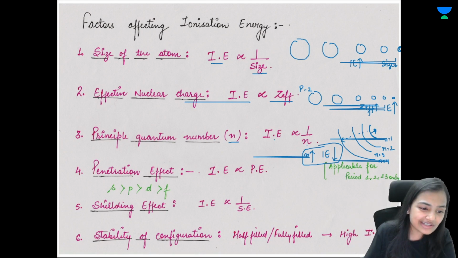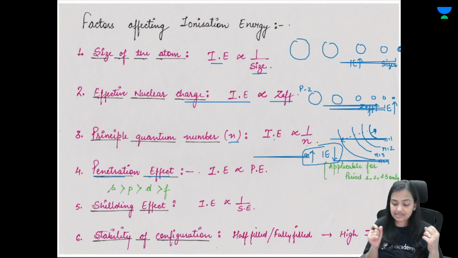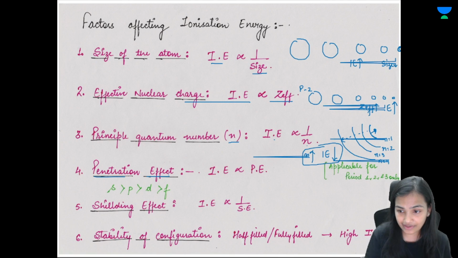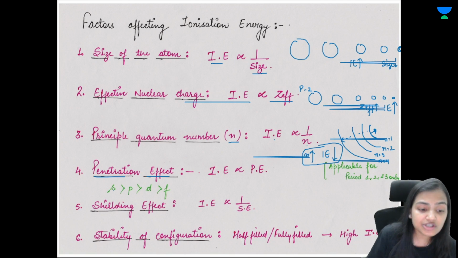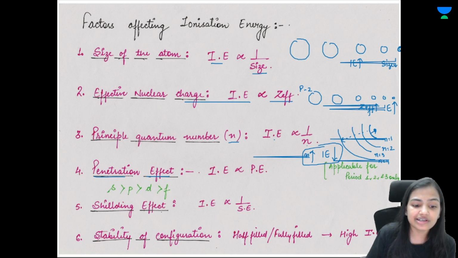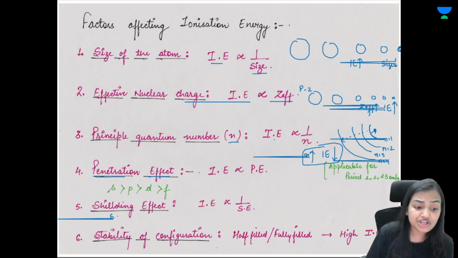Great. Now let's talk about the penetration effect. What do we mean by the penetration effect? This is the effect which leads the orbital to go more close to the nucleus. The penetration effect and the shielding effect are both effects of the orbitals. They are not for N, the principal quantum number, or anything else; they are for the shapes of orbitals.